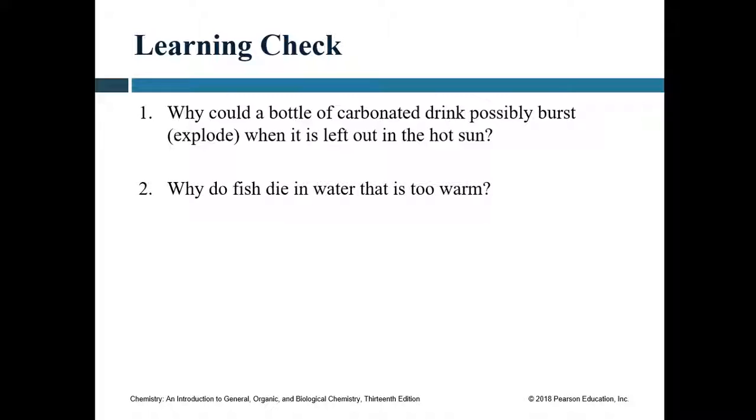Now, do all fish die at the same rate? No. If you go fishing for carp, they don't need much oxygen at all. But if you go fishing for trout, they need more oxygen. And so different fish can survive in different temperatures of water.